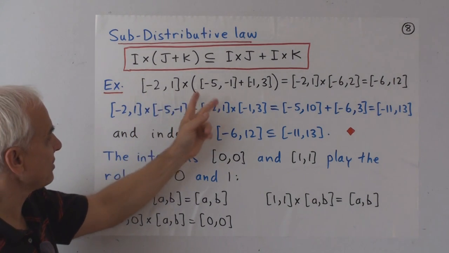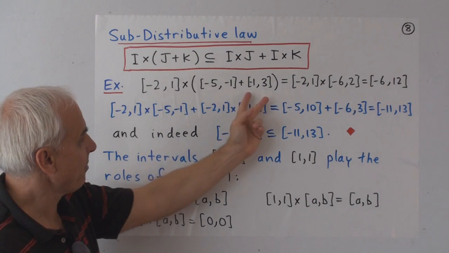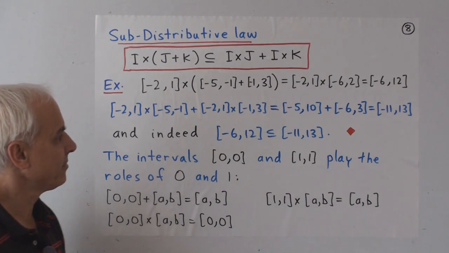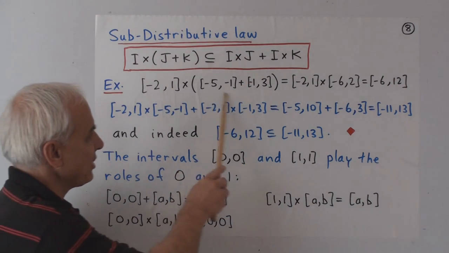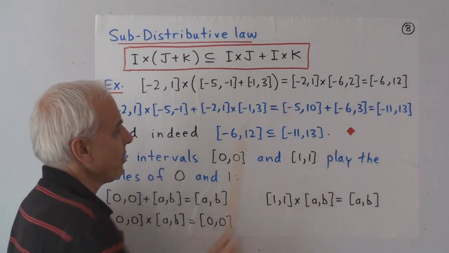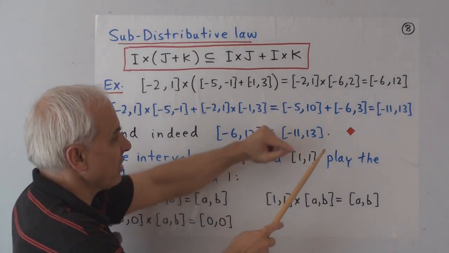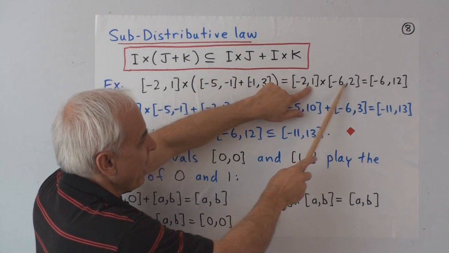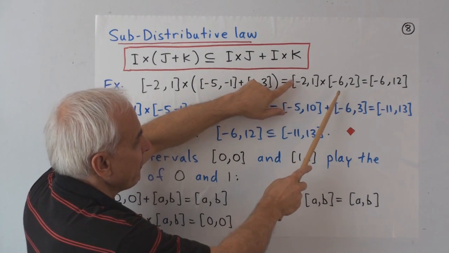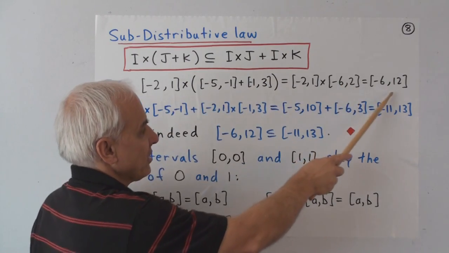Minus 2, 1 times (minus 5, minus 1 plus minus 1, 3). The sum of these two is minus 6, 2. And then when we look at the product here, the smallest possible value we can get is 1 times minus 6. The largest possible value is minus 2 times minus 6, or 12.